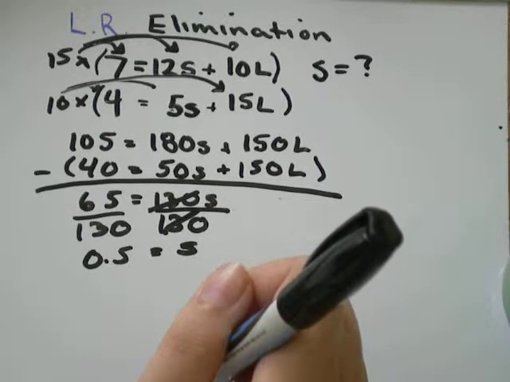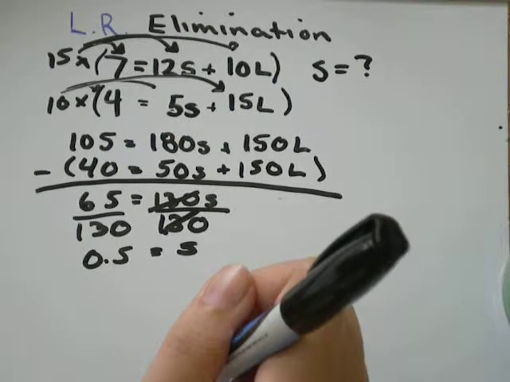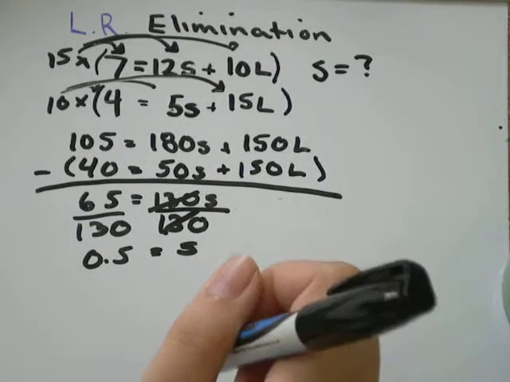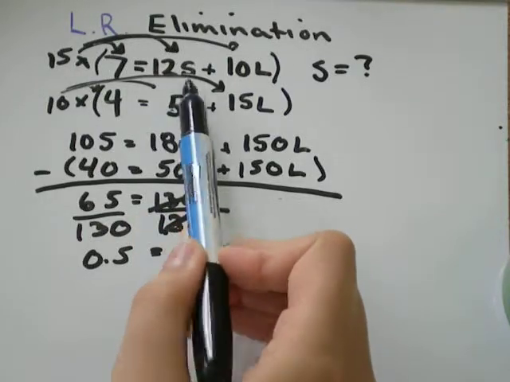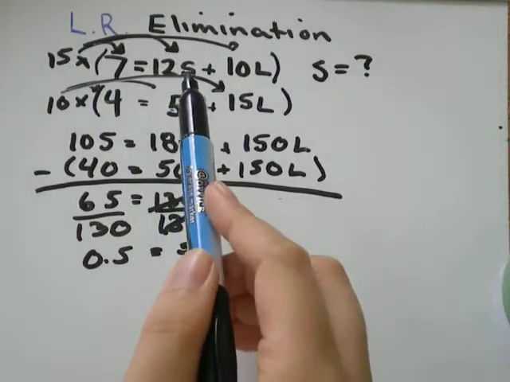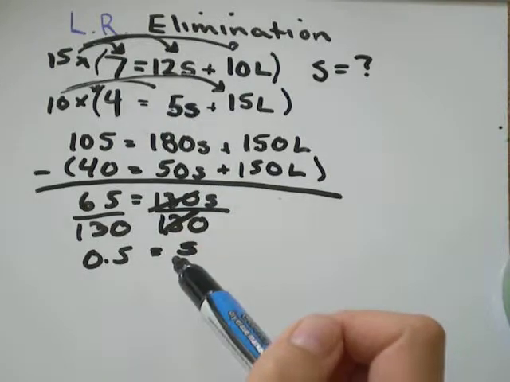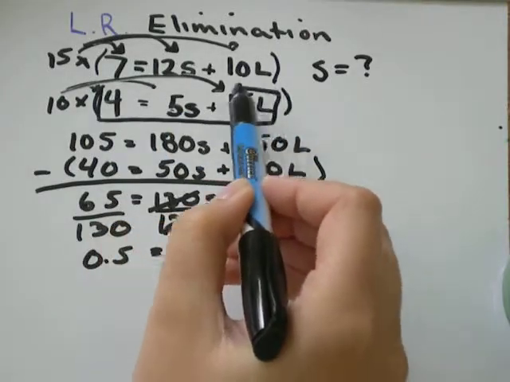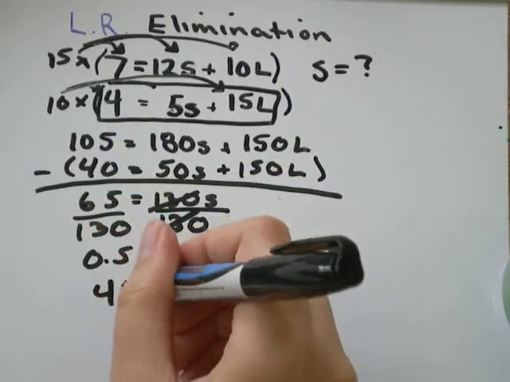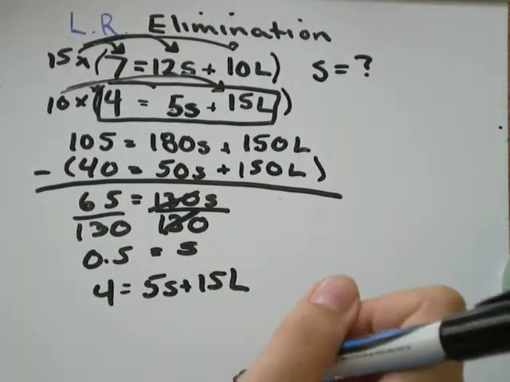Now let's say the question asked us then, what's the weight of the large lure? You don't need to do elimination method again and this time try and cancel out your S's. You could, it would work, but it's probably not the fastest or the easiest way to do it. Let's look at one of our original equations. How about this one? 4 equals 5S plus 15L.